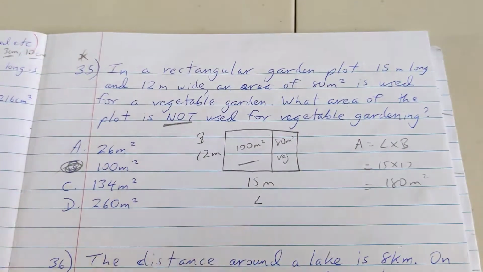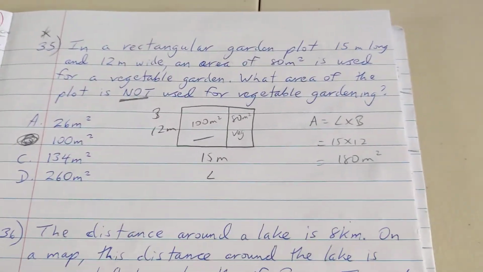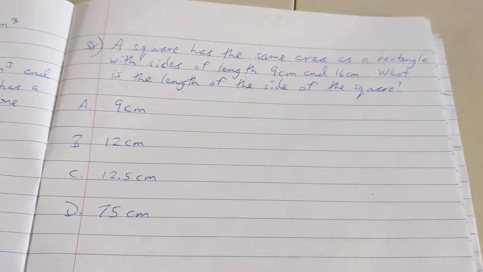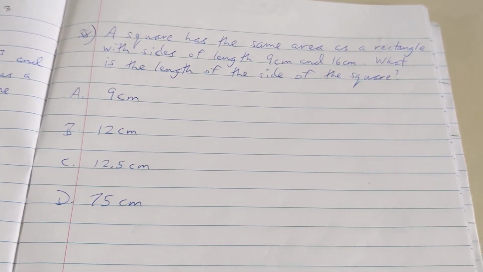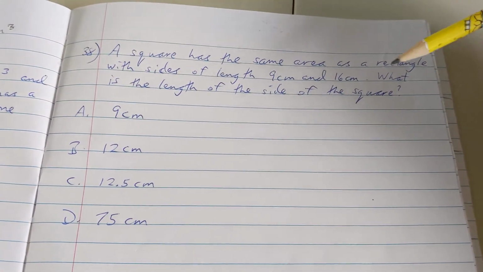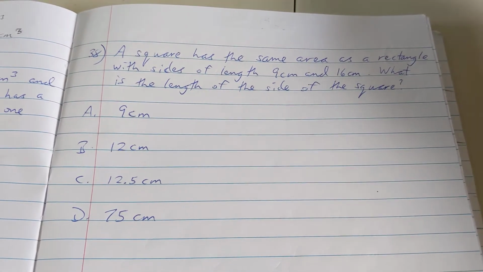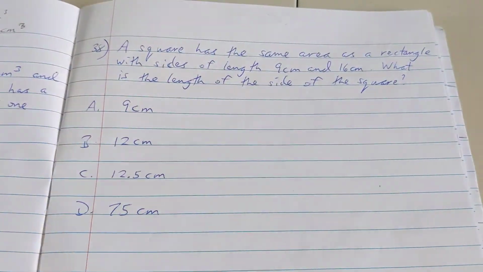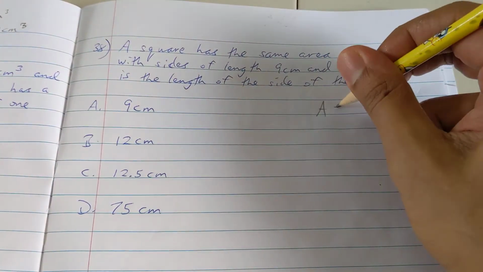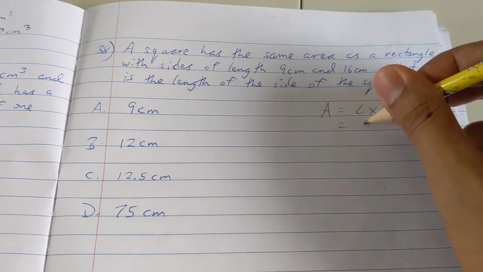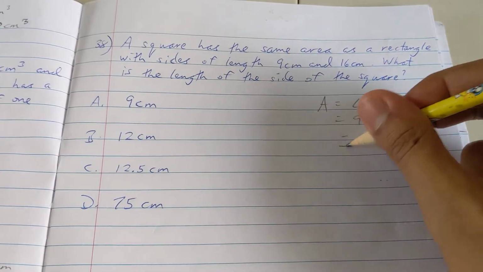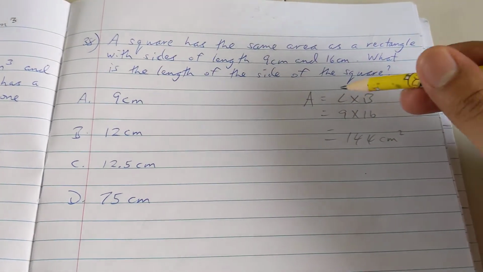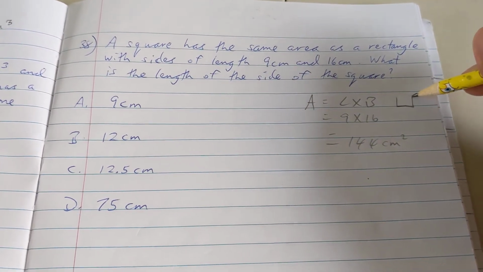So we jump into number 38 on the paper, which is the last one for perimeter, area, and volume before we move on to stats. And it's also an area question. A square has the same area as a rectangle with sides of length 9 by 16. So the area of this rectangle, again, length by breadth, 9 by 16, is 144 when you multiply that out. So the rectangle and the square have the same area.